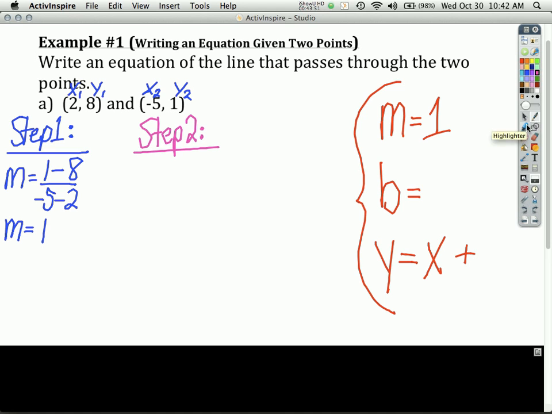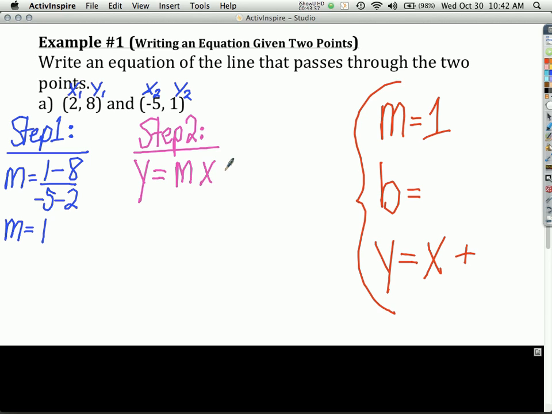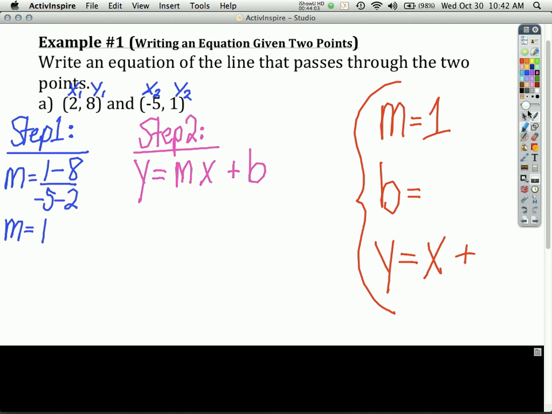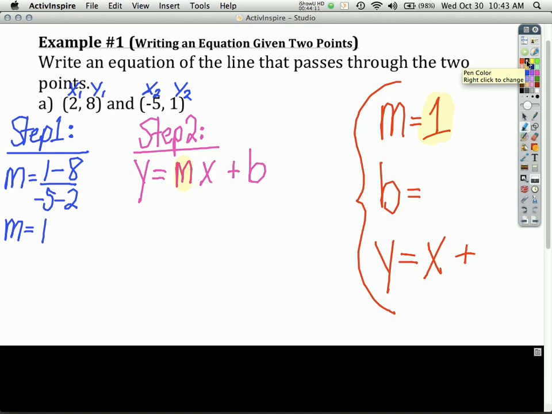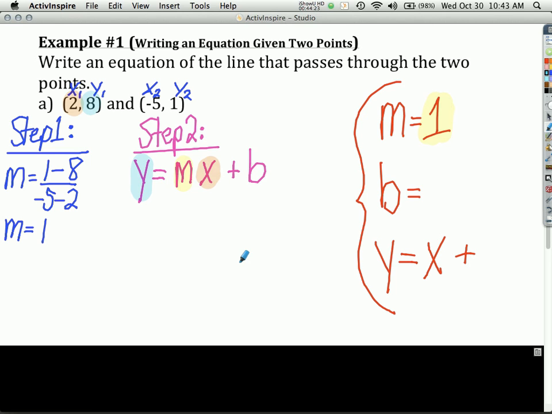But we have this form. Y equals mx plus b. And look at the information that I have. I have m, I can put it right there. I have an x right here, I can put it right there. And I have a y right here, I can put it right there. Once I fill in all those pieces of information, the only thing left that's missing is the b, and then I can solve for b. So that's what we're going to do.